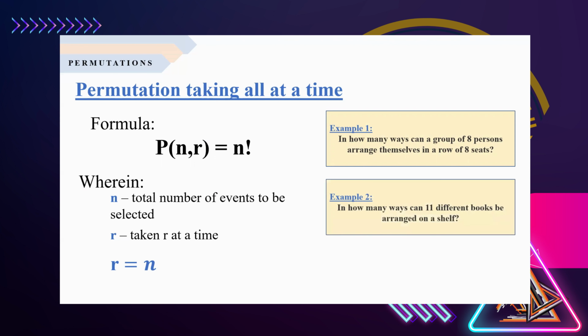Next, example number 2. In how many ways can 11 different books be arranged on a shelf? So kung iintindihin natin ang ating example number 2, lahat ng 11 books na yan ay aayusin sa shelf. So, ang 11 is our n, and yung r natin dyan is also 11.